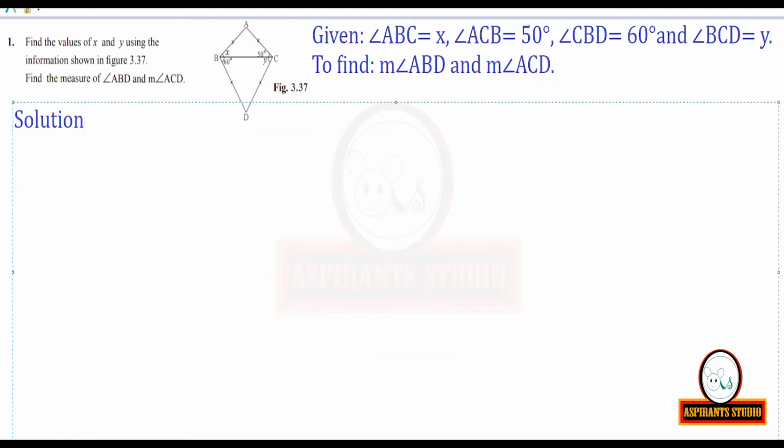Practice set 3.3, question number 1. Given measure of angle ABC is equal to x, measure of angle ACB is equal to 50, measure of angle CBD is equal to 60 degrees and measure of angle BCD is equal to y. To find measure of angle ABD and measure of angle ACD.